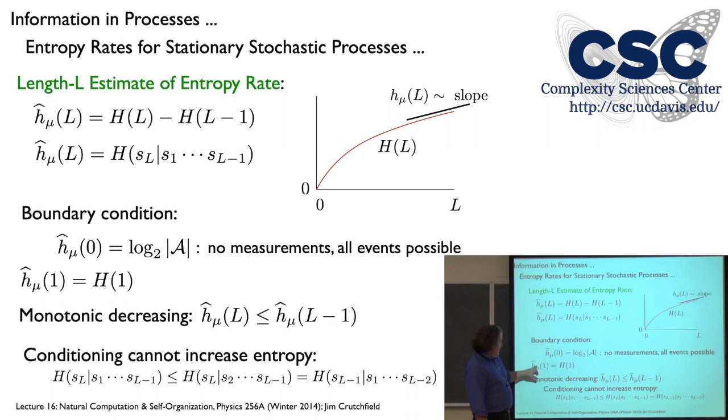Pretty easy to see that h hat of L equal 1 words, well, that's just h of 1 minus h of 0. We agreed that big H of 0 is 0. So the first value of this is just the single symbol block entropy. Now this is monotone decreasing. So, remember h mu is the infinite limit, and because it's monotone decreasing, this two-slope approximator converges from above to the true entropy rate.